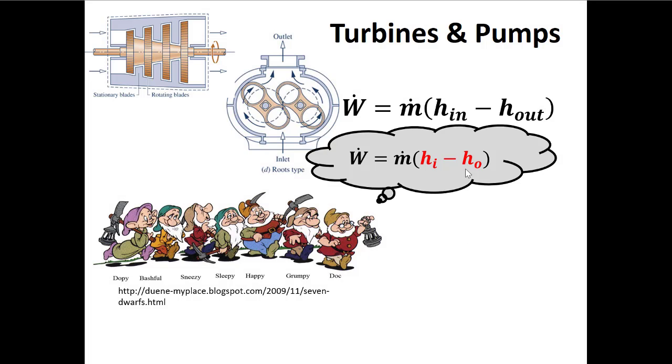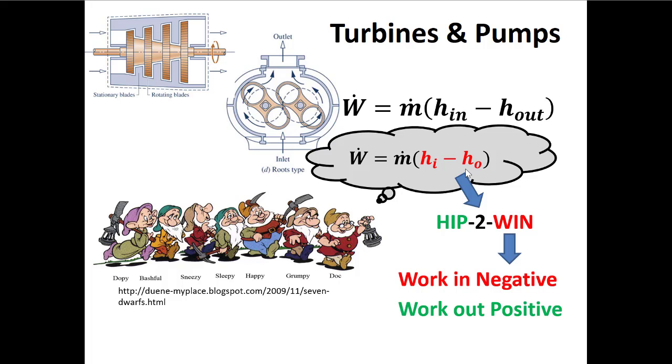It's a bit of a silly way to remember. And again, I think the best way to remember is just start with the first law. But this is the way that I remember which one is which. And then I let the first law deal with the sign of my answer. So this comes from hip to win, which tells me whether or not it's positive, like a turbine, or negative, like a pump or a compressor. And remember, hip to win is work in is negative, which also means that work out is positive. So a turbine produces power, so that's work out of the system, and a pump consumes power, that's work into the system.